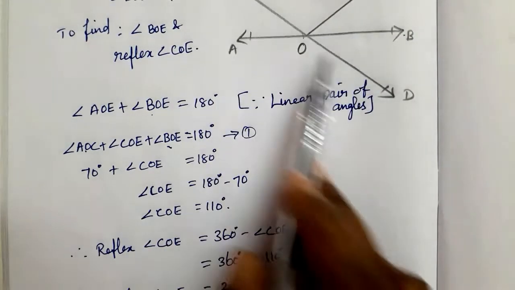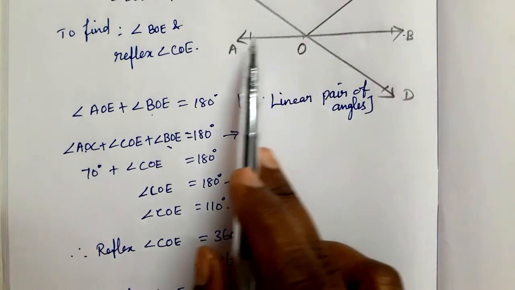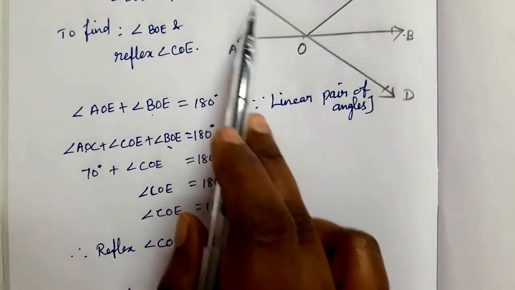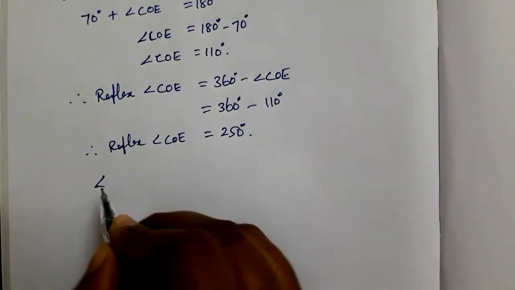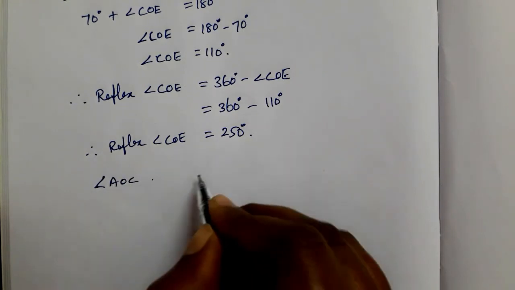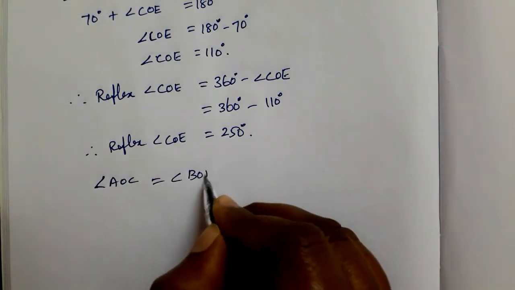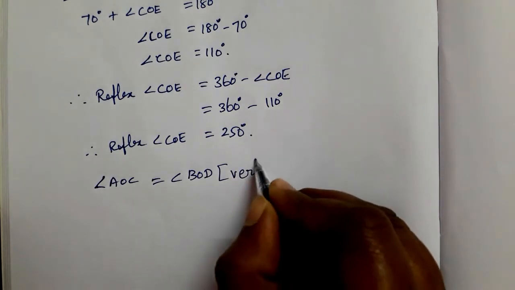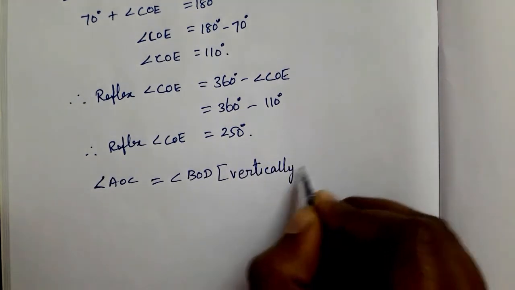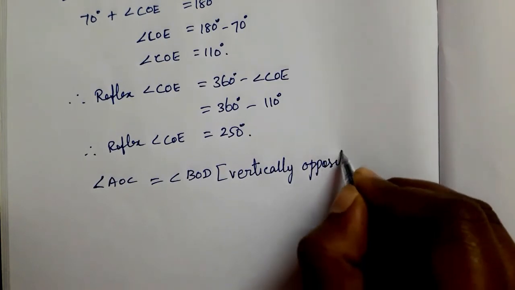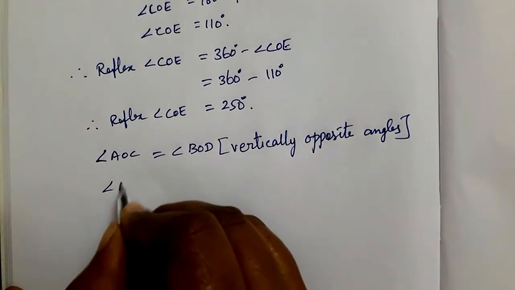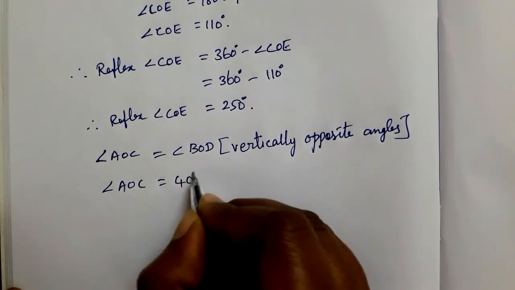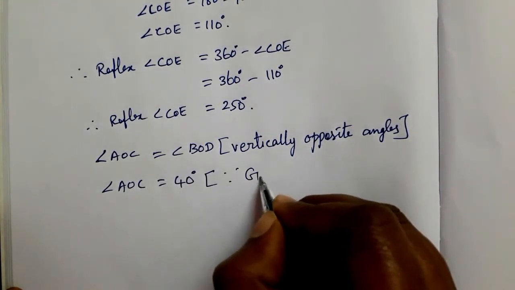Here, line AB and CD intersecting each other. So, here vertically opposite angles, angle AOC and angle BOD. Therefore, angle AOC equal to angle BOD because vertically opposite angles. Here given angle BOD equal to 40 degree. So angle AOC equal to 40 degree as well.